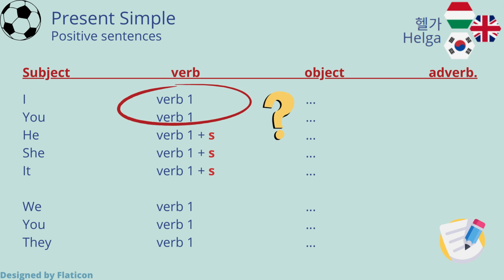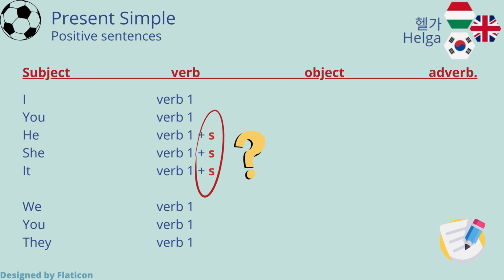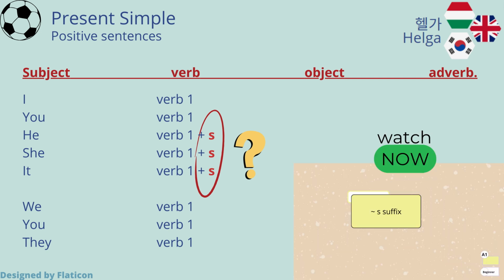If you don't know what is a verb first, second and third form, please watch this video now. You can find a link below. Also, if you don't know the S suffix, please watch this video now. You can also find a link under this video.